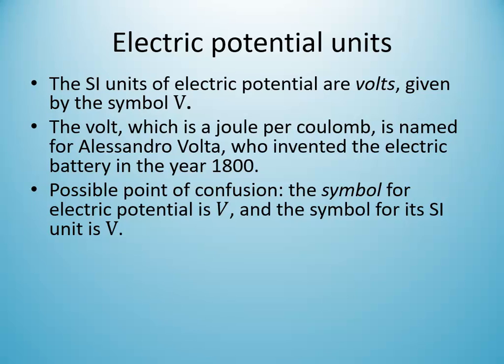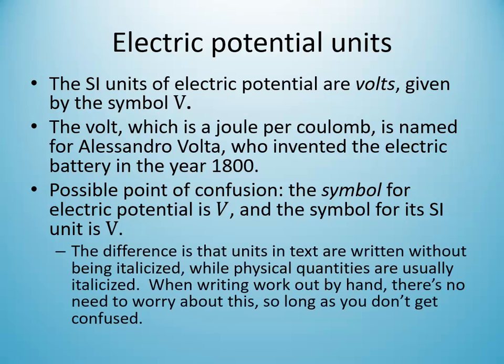Now, keep in mind a potential, no pun intended, source of confusion. The symbol for electric potential is often capital V. The symbol for its SI units is capital V. Now, the typical way that we get around this is that when we write symbols for quantities, we always italicize the symbol, whereas symbols for units are never italicized. So that's the usual way that we get around this.